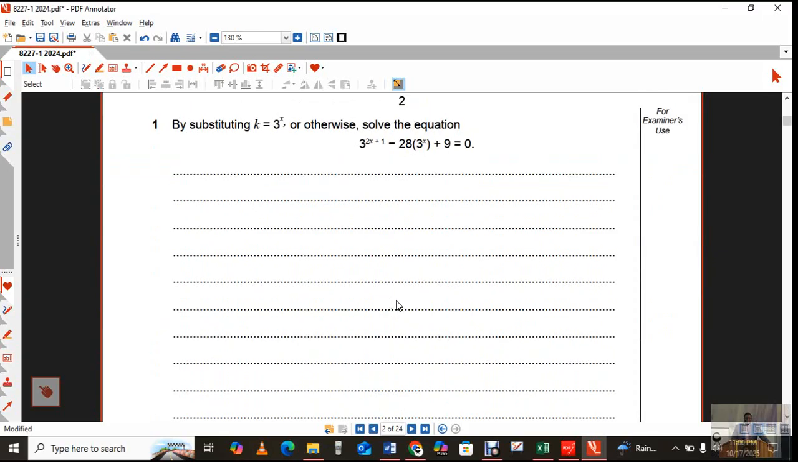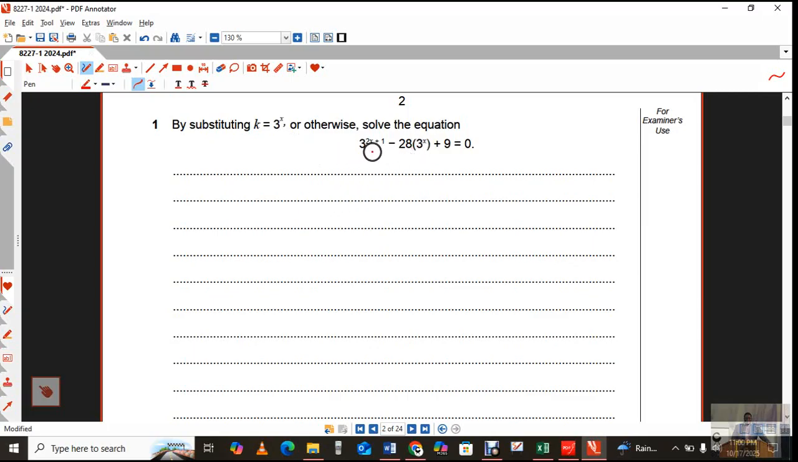They are saying by substituting k is equal to 3 to the power x, or otherwise. So you don't necessarily have to use that, and there should be another option, but we're going to stick with what the instruction says. So we need to solve this equation.